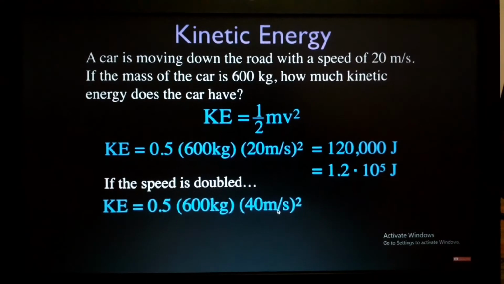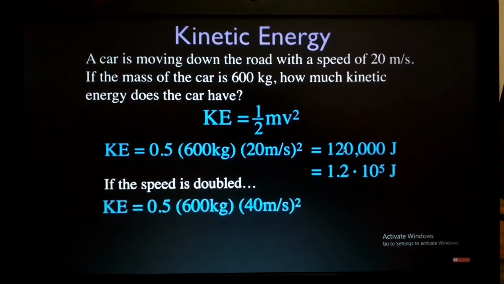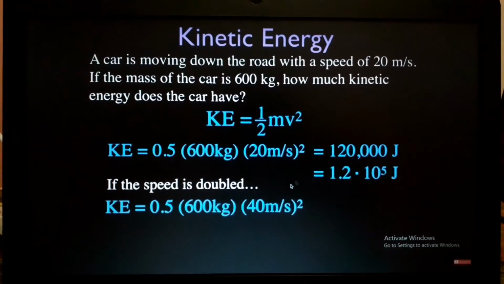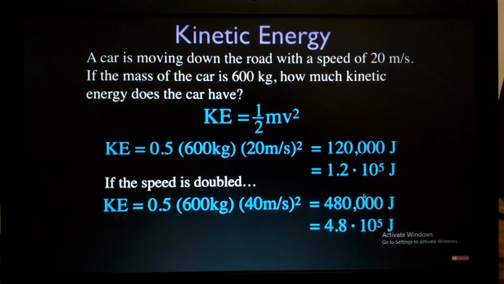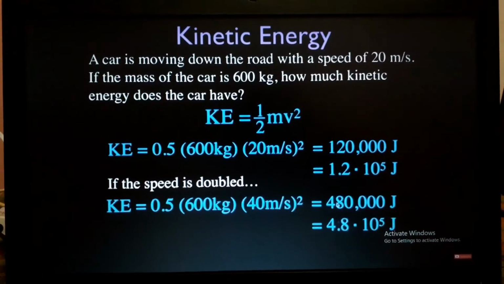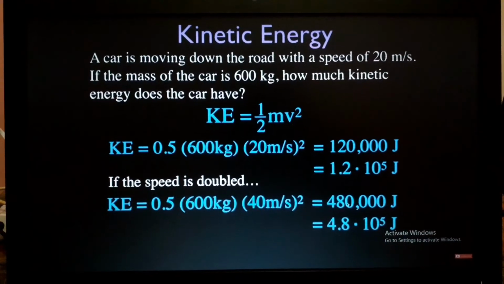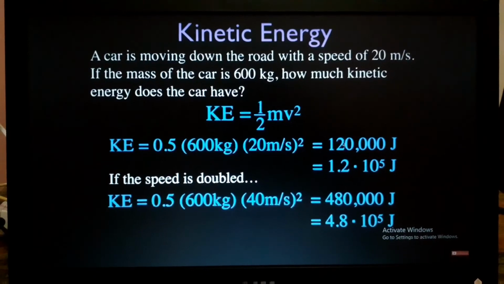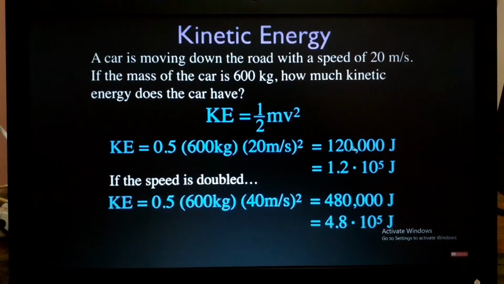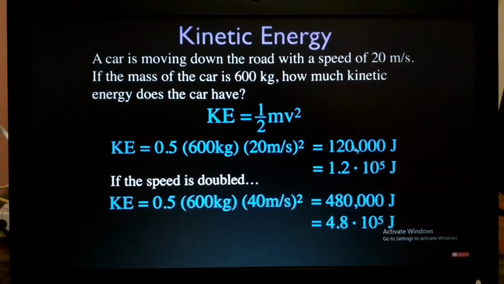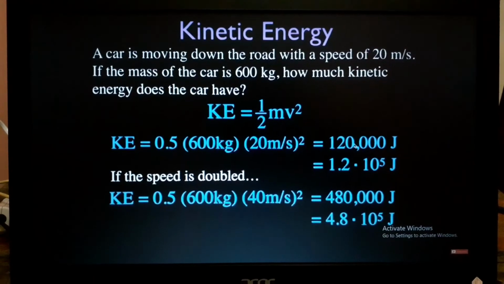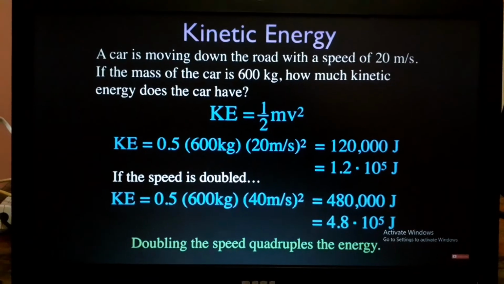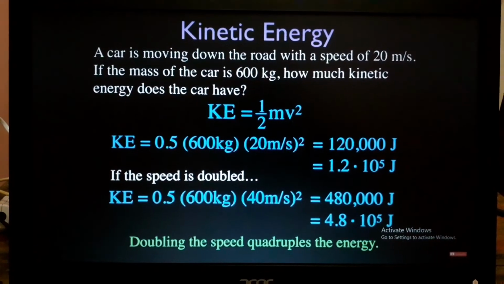And so the kinetic energy is not going to just be 240,000, because we're doubling and then we're squaring. It's going to be 4 times as much. You can see that this value, 480 times, is 4,000. 4,000 is 4 times this value of 120,000 joules. So please don't forget that. Okay, when you double the velocity, you quadruple the kinetic energy.